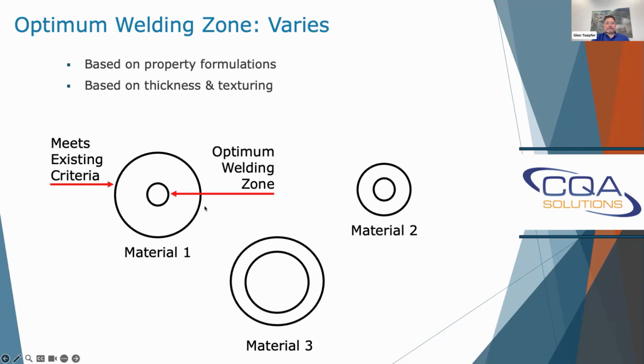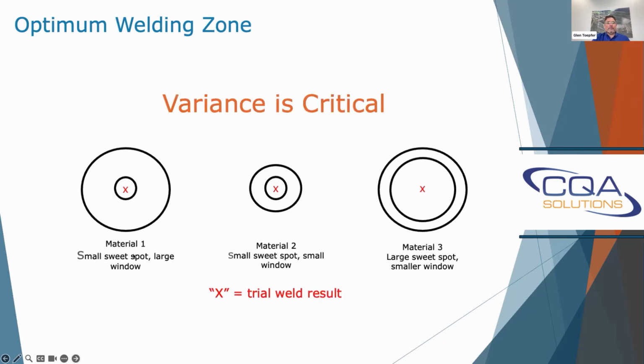And we may need to look at reducing this so that you're not just meeting peel and shear, but that you're getting in there where it's not negatively impacting the geomembrane when you're welding. But I thought this was one way to illustrate a point, and that point being that the variance is critical to understand.